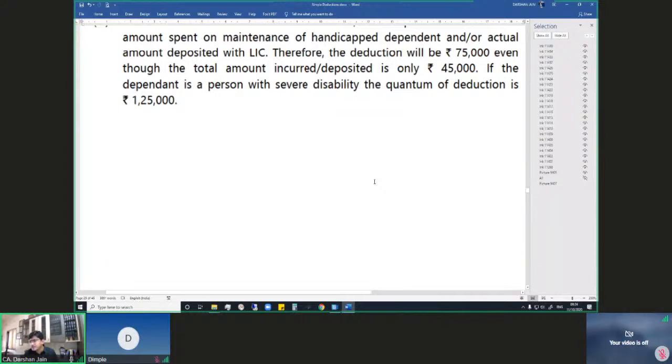His contribution to PM CARES fund is eligible for deduction under 80G. You're right, Mansha.